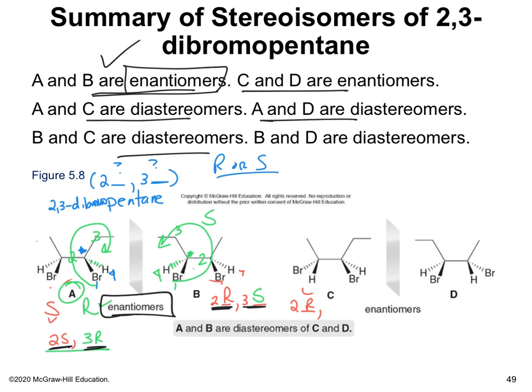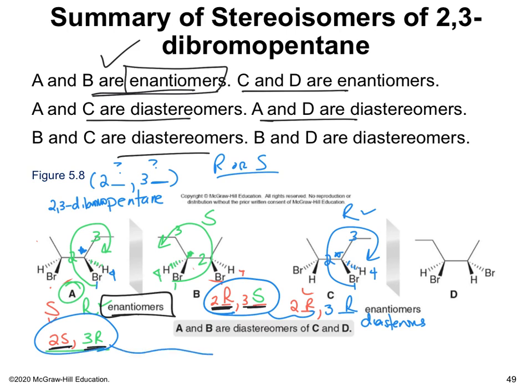And now we're going to do the other. This is carbon number 3. This is 1, and that's 4. That's priority 2 and 3. So that's R, and R stays R because hydrogen's in back. Okay, so do you see that 2R and 3R are not exactly opposites of these? So these are diastereomers. And also C would be a diastereomer of A. So A and C are diastereomers, and B and C are diastereomers.